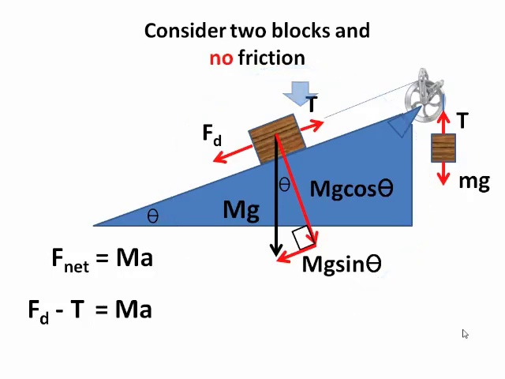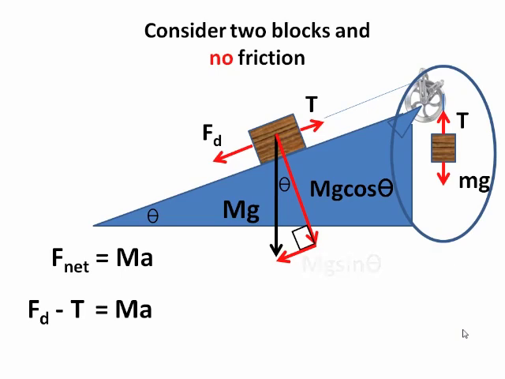Now we isolate the smaller block, and let's find an F net equals ma equation for that situation. Well, the larger force is T. It's accelerating upwards, we've decided. And so the net force will be, look here, T minus the smaller opposing force, mg. T minus mg equals ma.